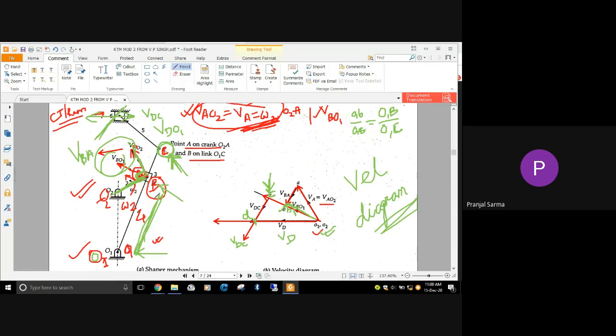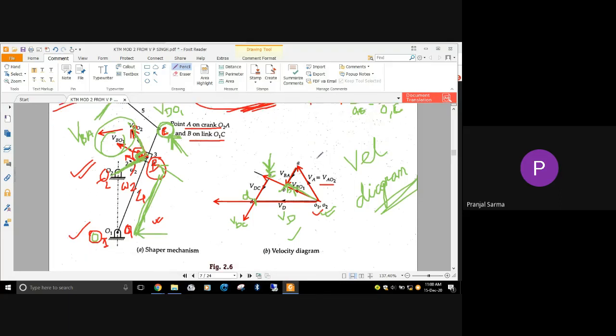Suppose on O1C you need it, then from here in this velocity diagram, you find out where the O1C is, and on that link, whatever the ratio is, that way you can find another point. And if you need the absolute velocity, then you have to draw the line with respect to O1 or O2 because they are the fixed points, or if with respect to some other point, then you have to join those two other points.